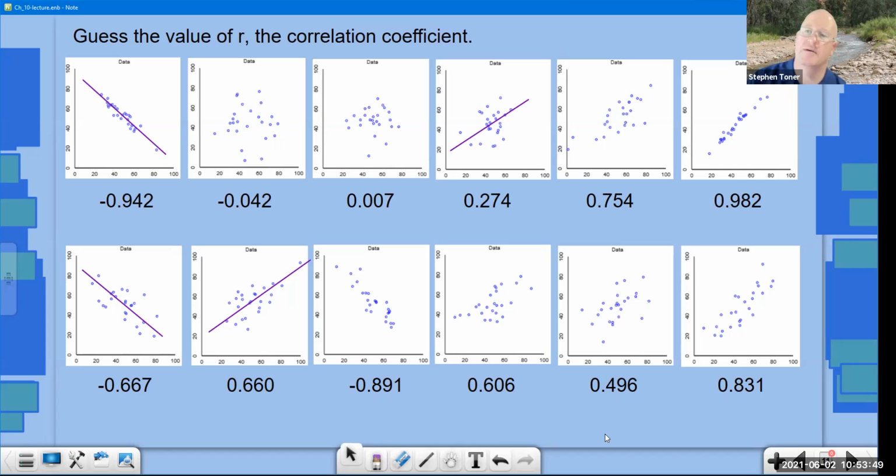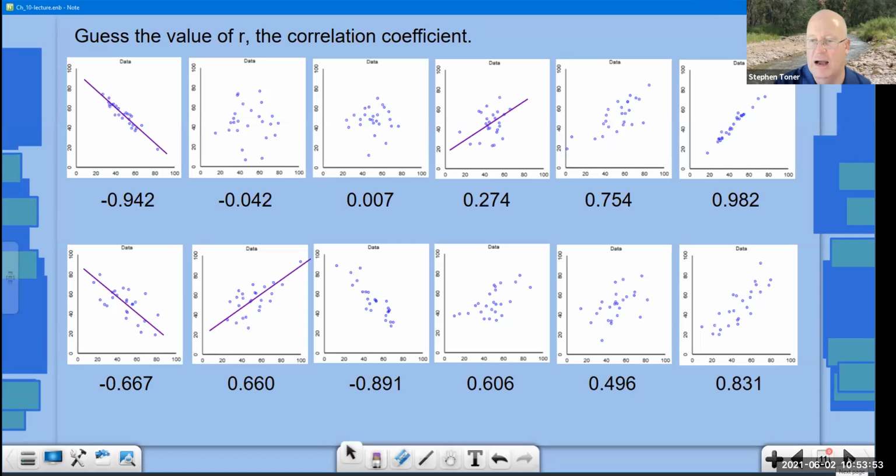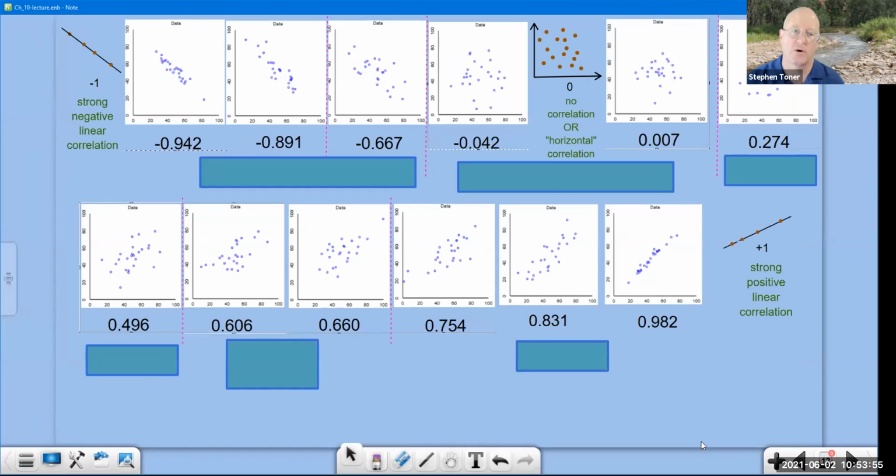Now this is not the place to take the screenshot, because on the next screen, I have arranged these in order for you so that at the top left, we've got -1, and then they start getting bigger and bigger and bigger until we get up to 0. And then it changes to positive, and then it continues on the next row until you get to a +1. So all these previous graphs we did on the previous screen are now arranged in numerical order.